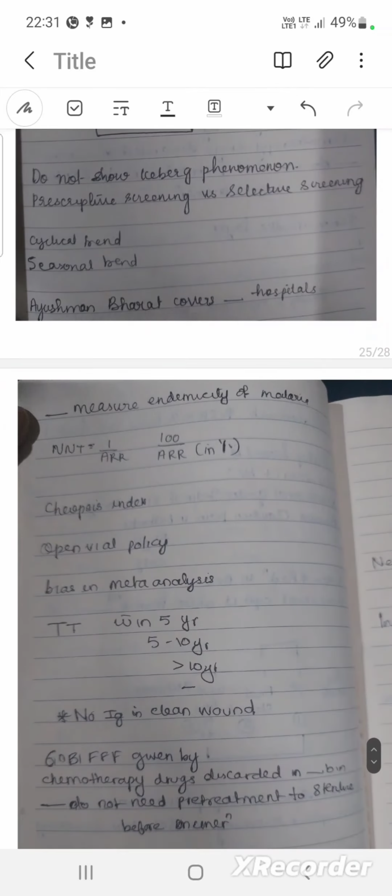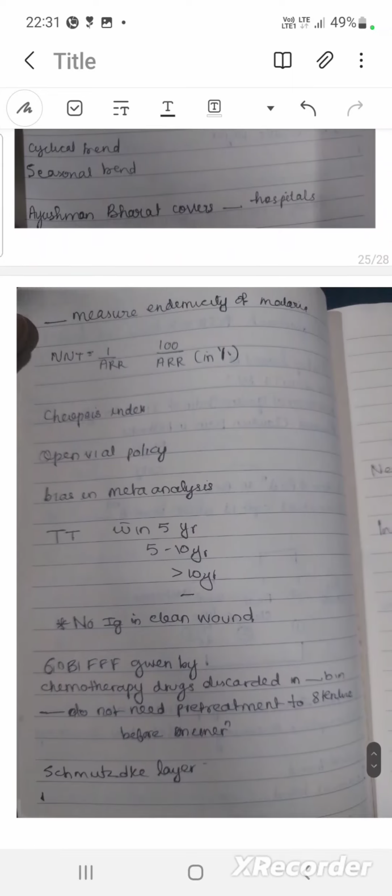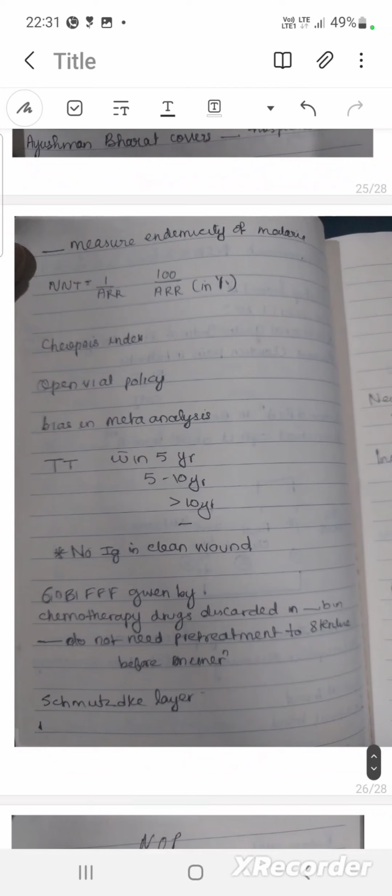Ayushman Bharat is covering secondary and tertiary care hospitals, both the secondary and tertiary care hospitals. Measuring the endemicity of malaria is spleen rate. NNT is equal to 1 by ARR. If it is in percentage, 100 by ARR. Cheopsis index is actually the flea, rat flea, so it is spreading plague. So the more this rat flea, the more likelihood of plague.